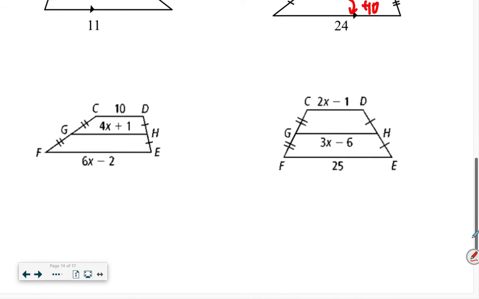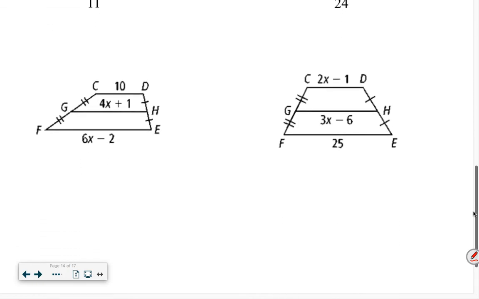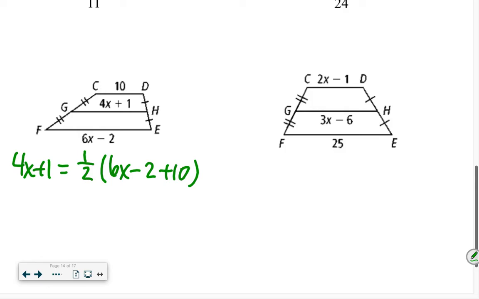Okay, now here's really where I would use the formula, when it involves x's. Formula: mid-segment equals 1/2 times the bases added together. My mid-segment here is represented by what expression? 4x plus 1. So we have 4x plus 1 equals 1/2 times, my bases are what? 6x minus 2, yep, and 10. Good. So I have 6x minus 2 plus 10. Questions on where that stuff came from?